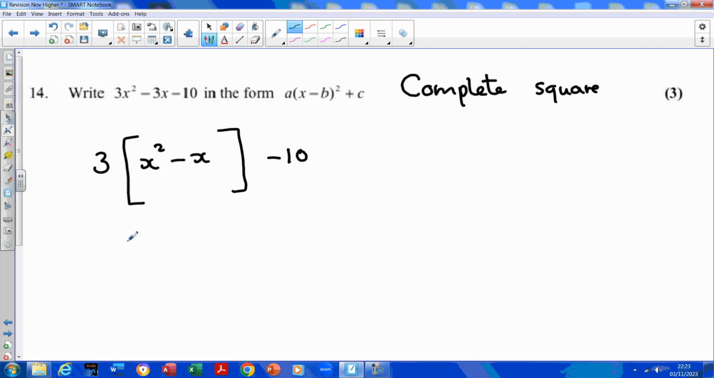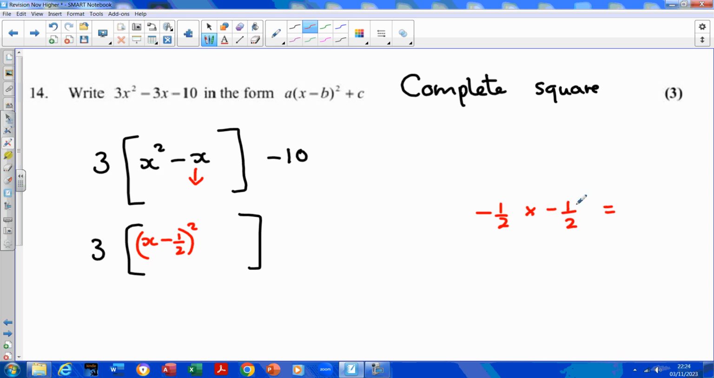So square brackets for completing the square. Now we're going to complete the square inside those brackets. So what we do is we halve the number in front of the x term. So we're going to get a fraction this time, but it's okay. So half of negative 1 is minus a half. So that goes in the bracket. Then I've got to take away minus a half all squared. So when you square a number, it's positive, and we're just going to multiply straight across top, straight across the bottom. So that's 1 over 4. So we want to take away 1/4. And then we've got a minus 10 there.